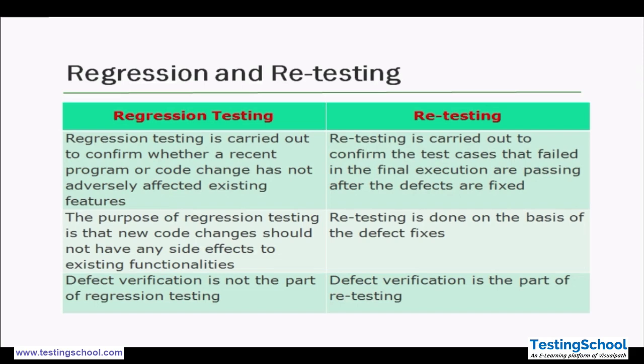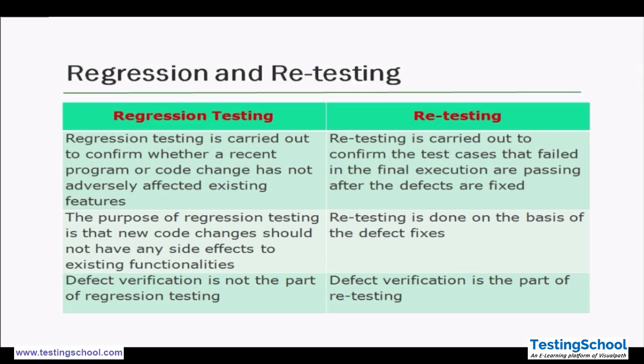Like if we have implemented a new functionality, that should not impact the existing functionality. So this is what we do in our regression testing. In the retesting, we carry out a check to confirm whether the test cases that failed in the final execution are passing after defects are fixed, using the same steps. The purpose of the regression testing is that the new code changes should not have any side effect.